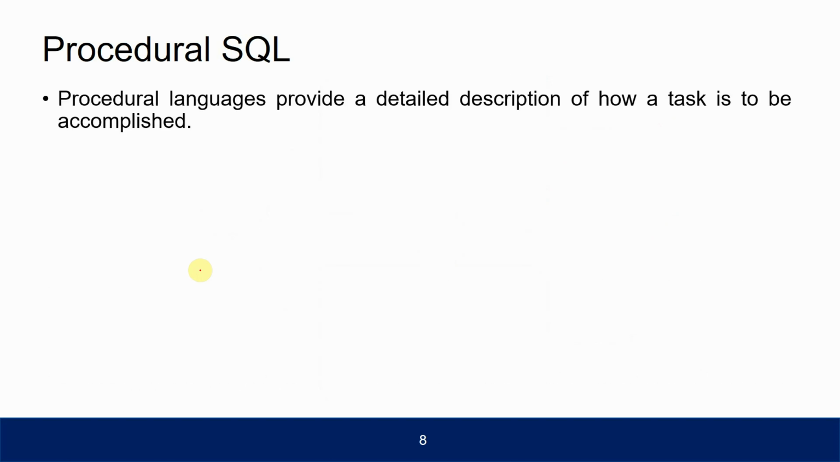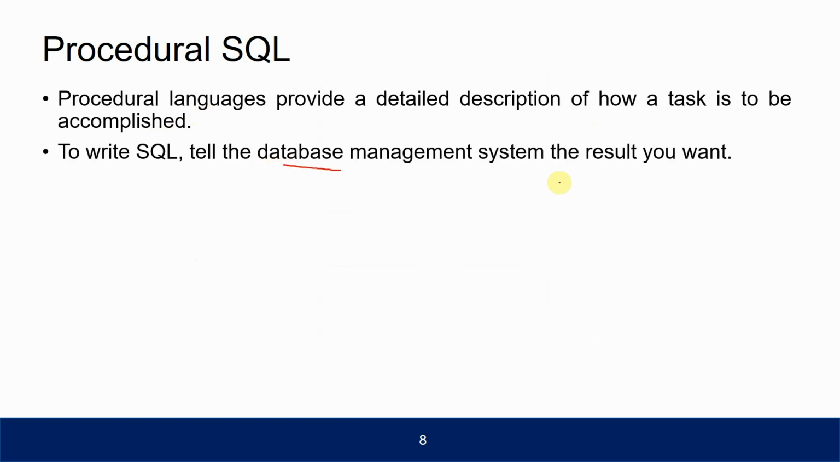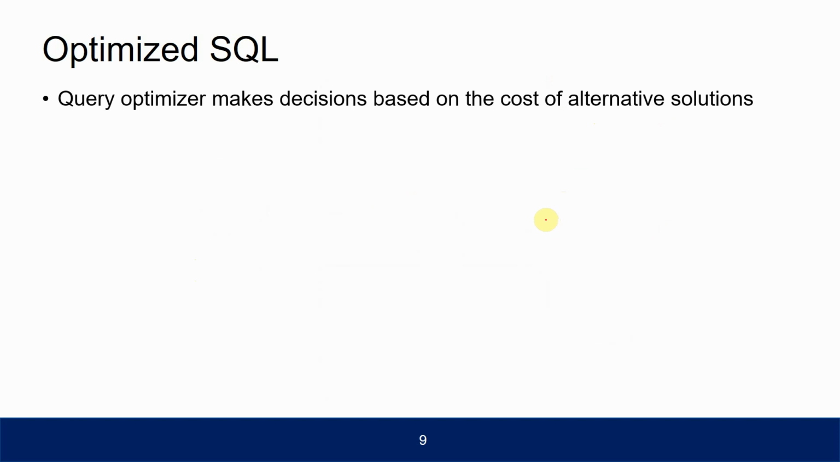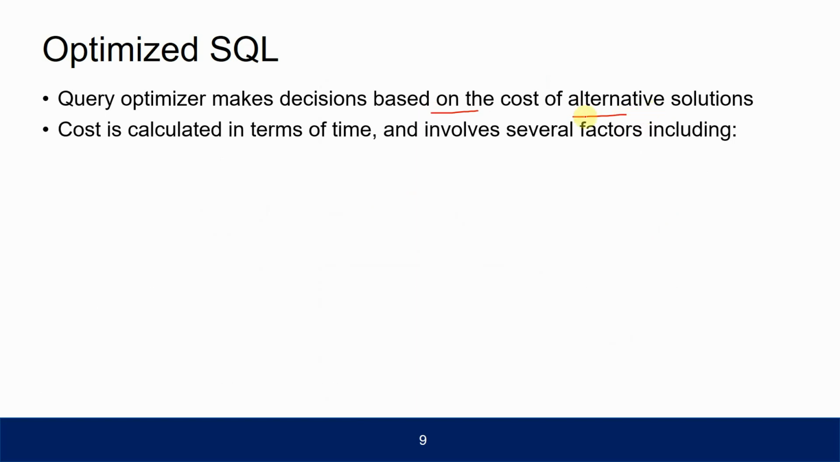Procedural SQL. Procedural SQL provides a detailed description of how a task is to be accomplished. To write SQL, tell the database management system the result you want. The database server must create a query plan to achieve that result. Optimized SQL: the query optimizer makes decisions based on the cost of alternative solutions. Cost is calculated in terms of time and involves several factors including I/O cost, CPU time, and parallel access. We need to optimize because cost is calculated based on these factors.